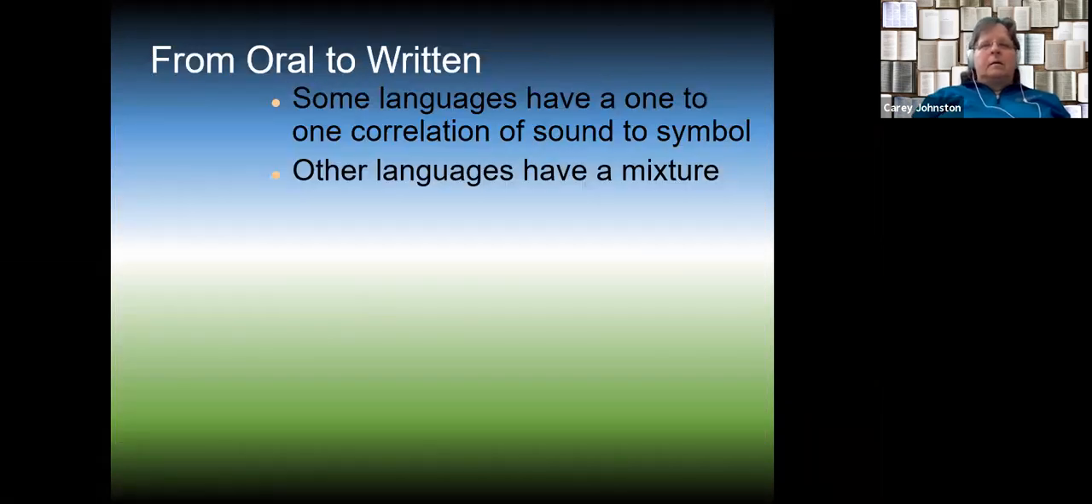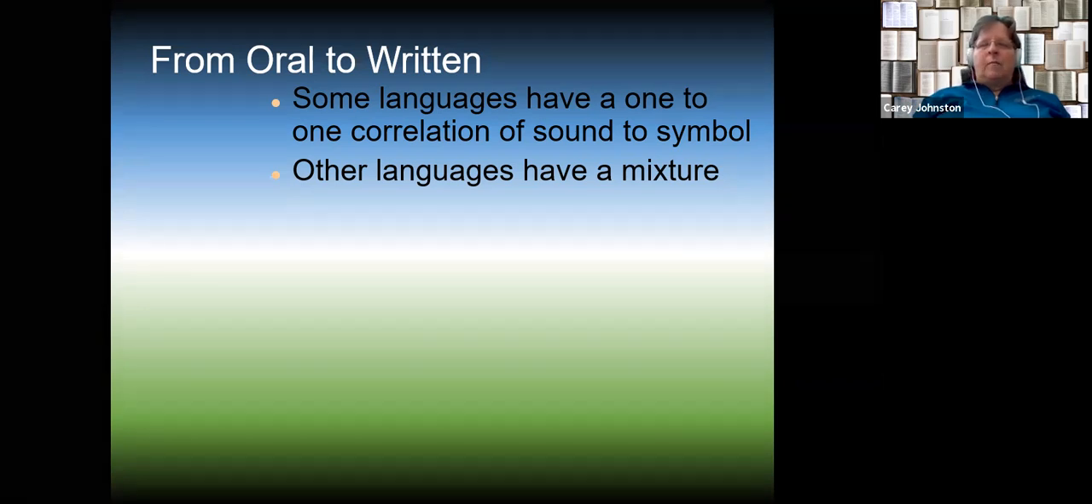So we're going to talk a little bit about what forms of writing languages down there are. There are only several that are available. Some languages have a one-to-one correlation of sound to symbol, and most often the languages that have been more recently put into a written form have a better one-to-one correlation. Then other languages have a mixture. English is one of those, and some of the other older languages have a real combination of things.